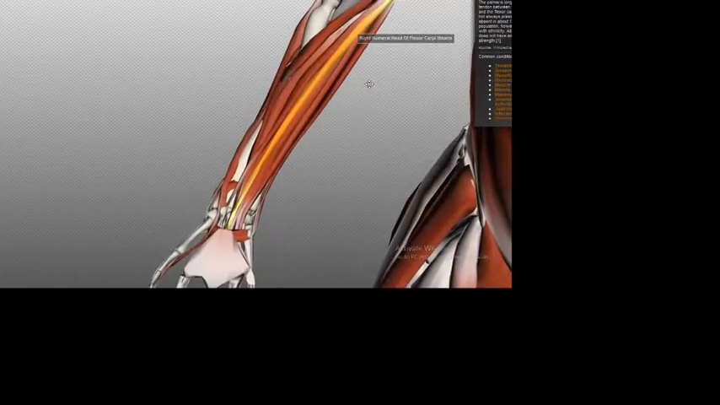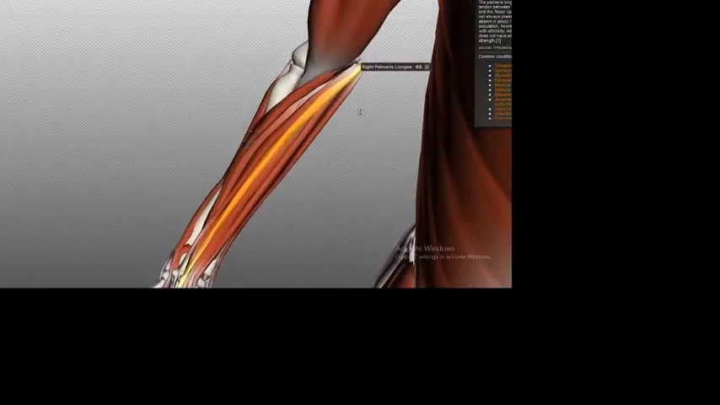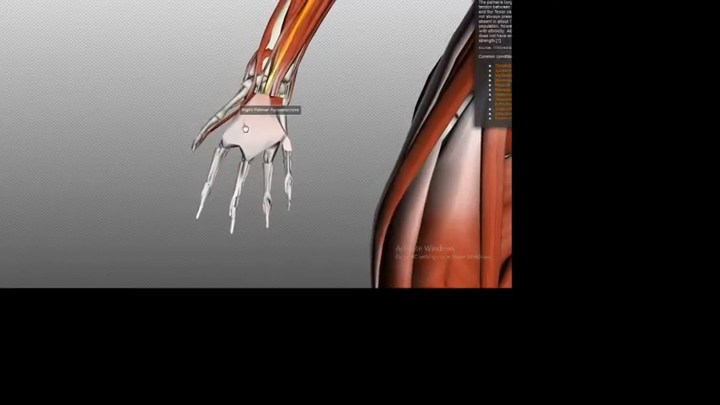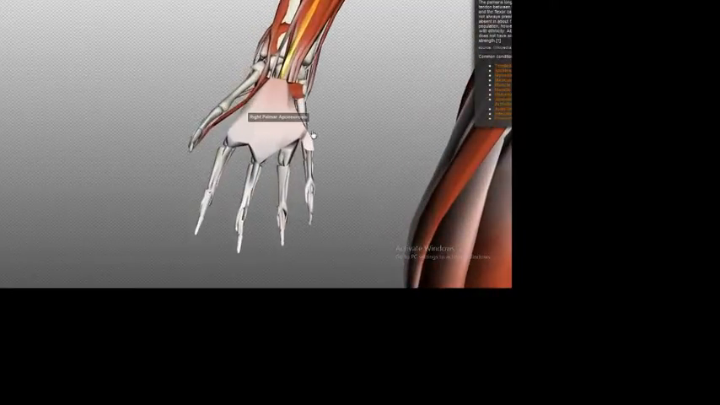This muscle, like the rest of the muscles of the anterior compartment, originates on the medial epicondyle of the humerus and it runs down the length of the forearm to insert into this flat fibrous sheath known as the palmar aponeurosis. This is a thick layer of deep fascia that lies beneath the skin.